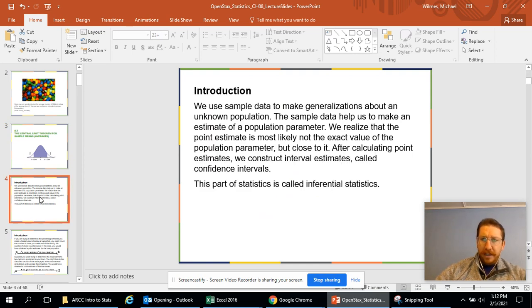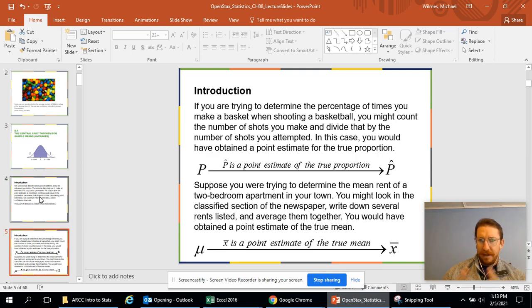So we use sample data to make generalizations about an unknown population. Sample data helps us to make an estimate of the population parameter, so about the population we're looking at. And we realize the point estimate, we'll talk about that in a moment, is most likely not the exact value of the population parameter, but it's close to it. So after calculating point estimates, that would be like the average of each M&M bag, we create interval estimates called confidence intervals. So this is called inferential statistics because we're going to be using our inferences to draw judgments about a larger population. So we're using a sample to draw something about a larger population.